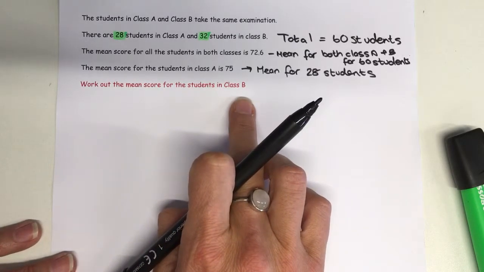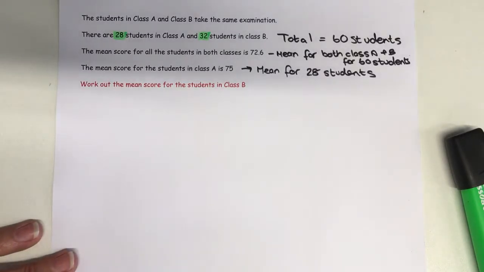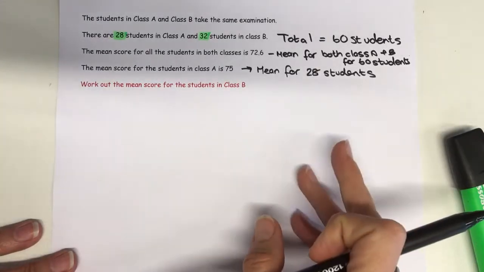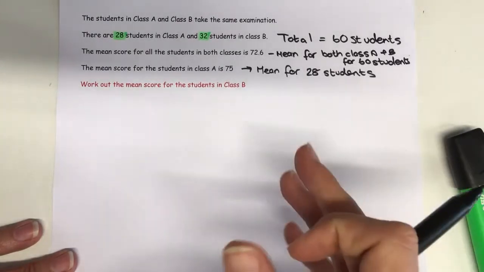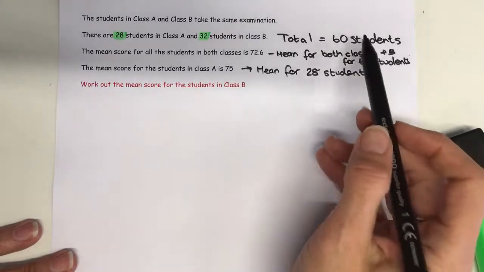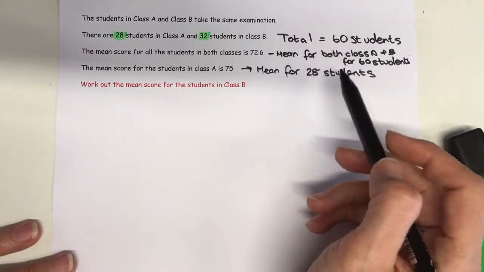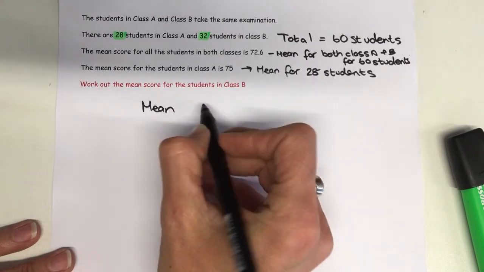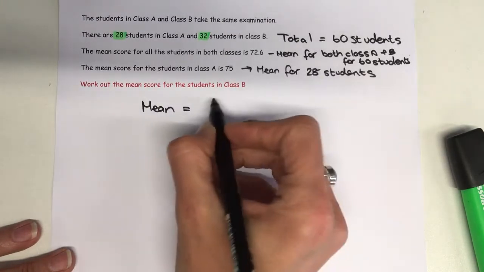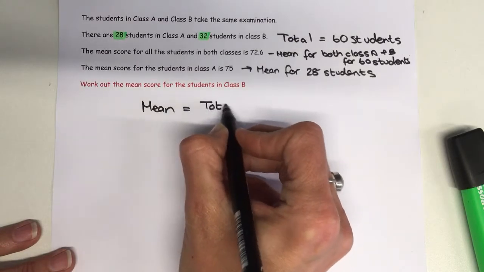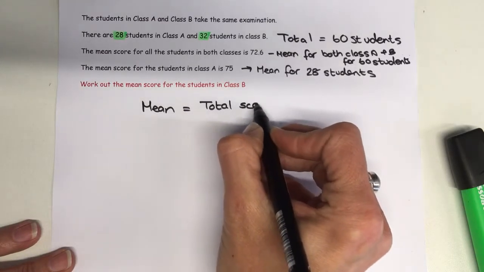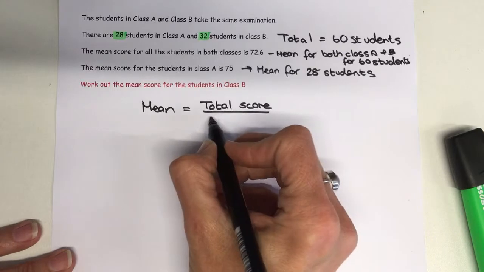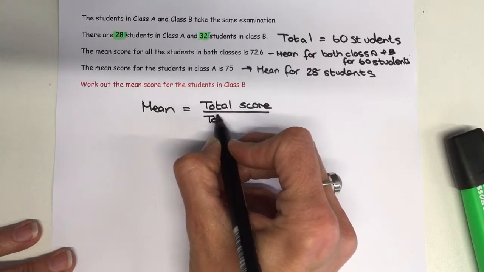Now before we can do anything, we need to work backwards, because we need to know the total for all the scores in class A, and we need to know the total for all the scores in class B. But we have the total students, but we don't have the total of the scores. Now, mean for this question is about the total score divided by the total students.